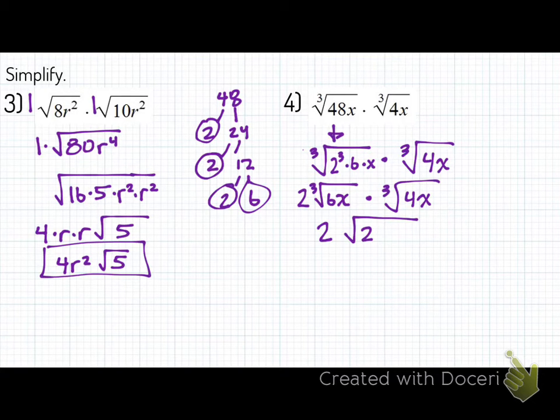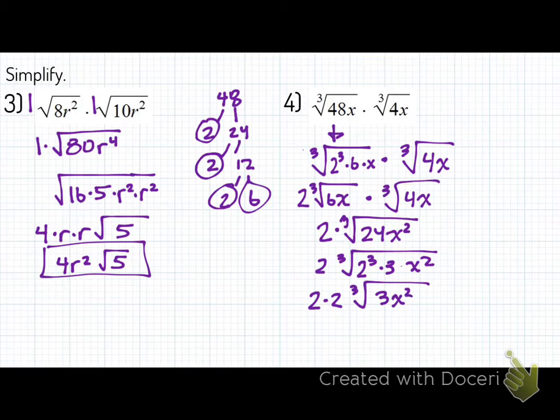And then we got the cube root times the cube root of this, which is going to be 6 times 4 is going to be 24. x times x is x squared. Simplify some more. I know that 24 is like saying 2 cubed times 3 times x squared. So we got 2 squared times this is going to be this amount. Okay? Pause the video here and check your work.